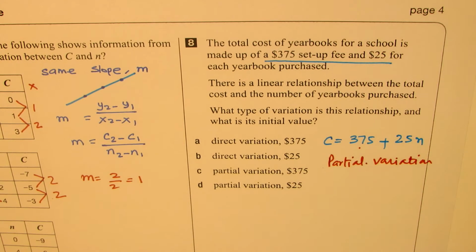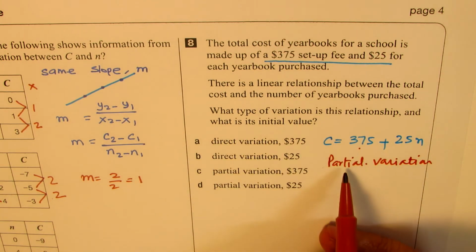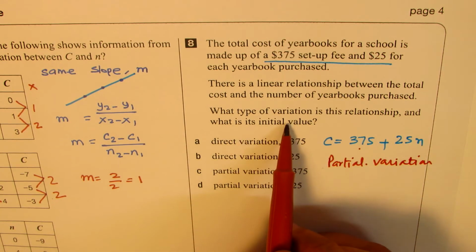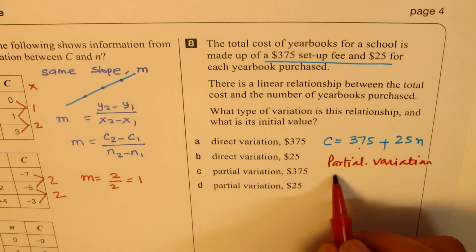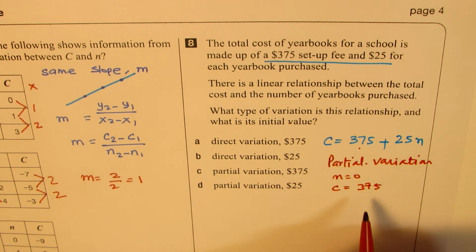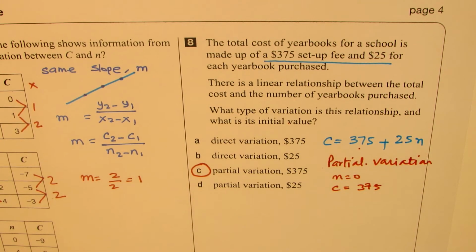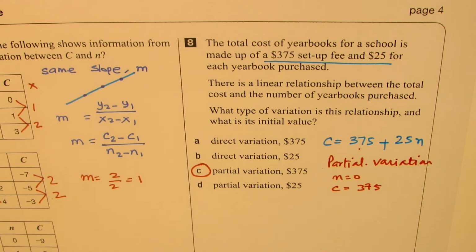Since there is a fixed cost involved, and it says what type of variation? It's a partial variation. And what is the initial cost? Initial means when n equals to 0, then C equals to 375. So that is the initial cost. Therefore, option C is the right option. Is that clear to you? Perfect. So that gives you concept of application with linear equations. I hope you're finding it interesting. So let's move on and take question number 9 now.